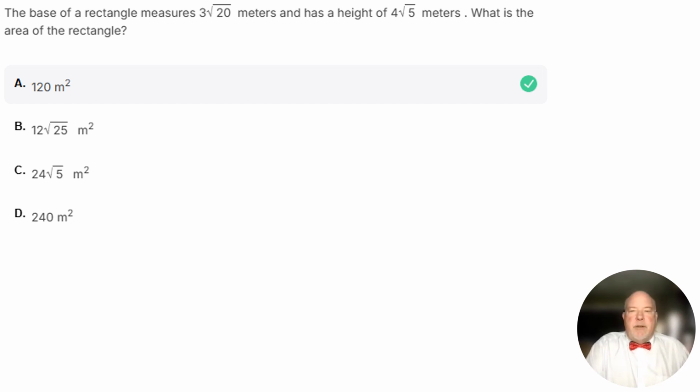So here we go. You get to check out my amazing drawing abilities. I'm going to draw a rectangle here. I was joking. I'm really terrible at drawing.